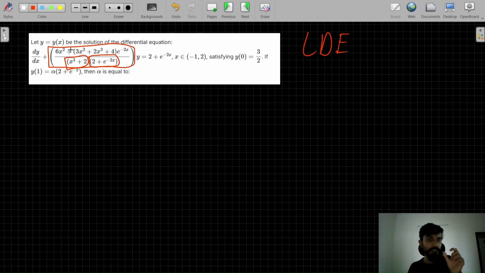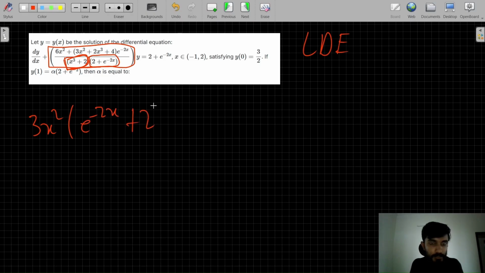Okay, so splitting this into two fractions would be the ideal way to go. Somehow eradicating these two weird terms in the denominator is what we want to do. So how do I do that? How do I convert our numerator in terms of these two terms? What I can do is remove 3x squared common out in the numerator. So what do I get? e power minus 2x plus 2.